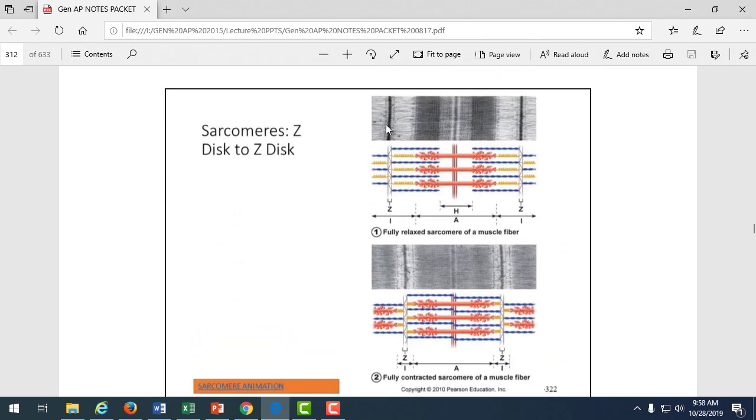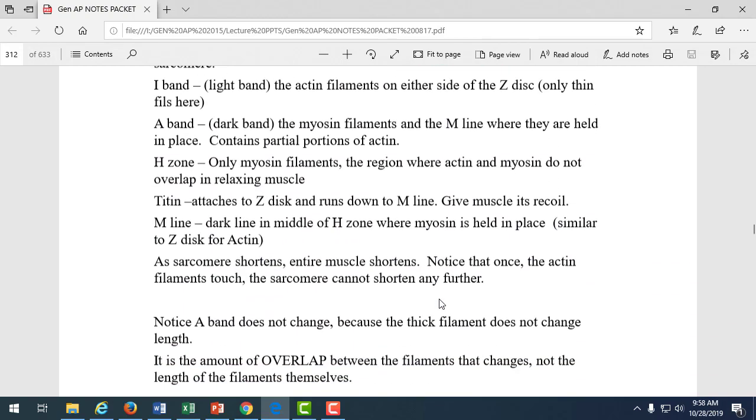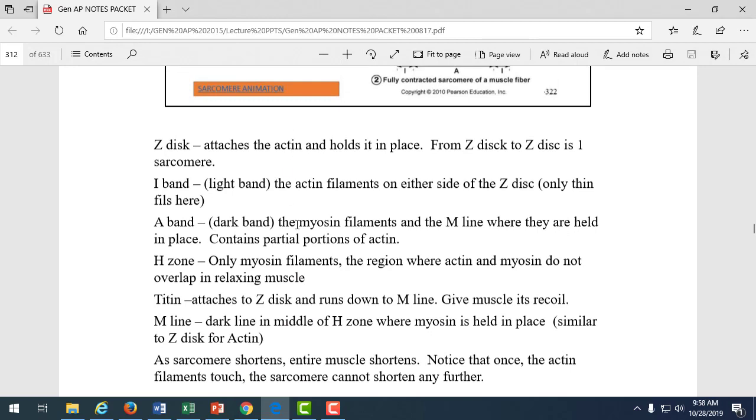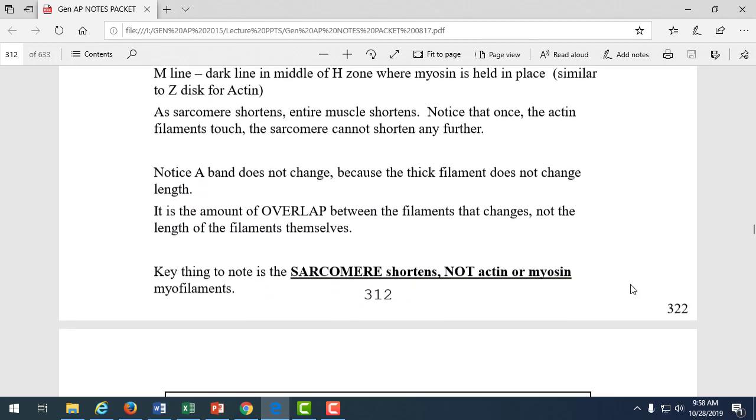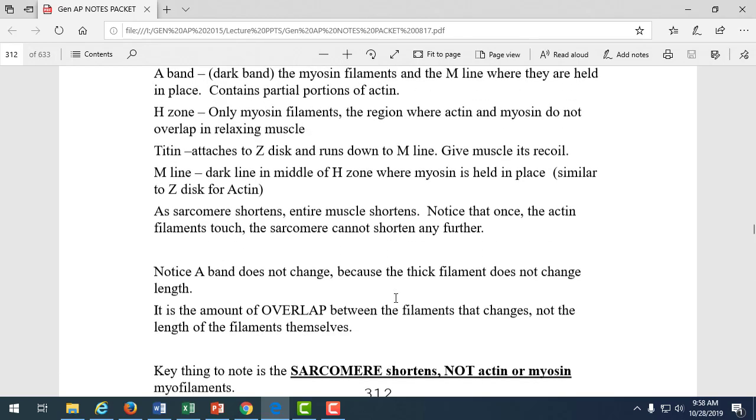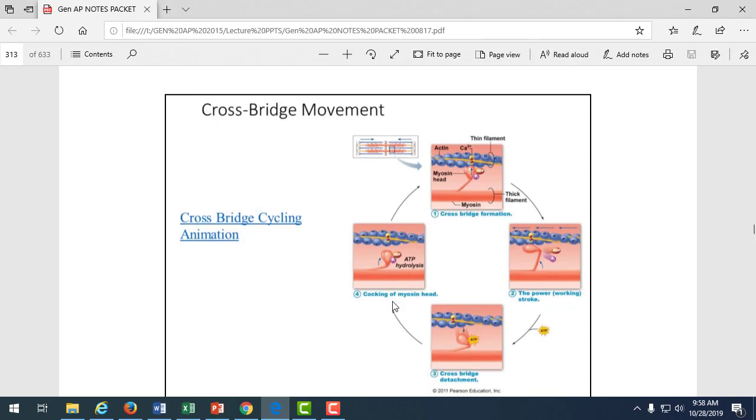So here, the sarcomere goes from Z disc to Z disc. As it's contracted, you can see these two lines here get much closer together because it's shortening. We lost the H zone as we saw more and more of actin and myosin overlap. All these things here have the answers to that worksheet that we went through together in the earlier part of this discussion. So, cross-bridge.